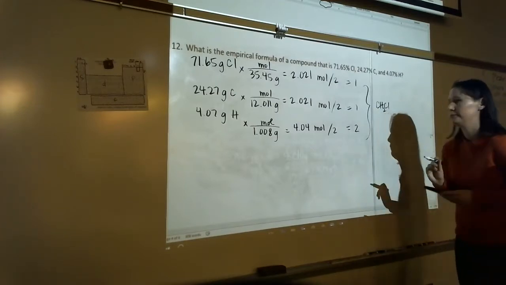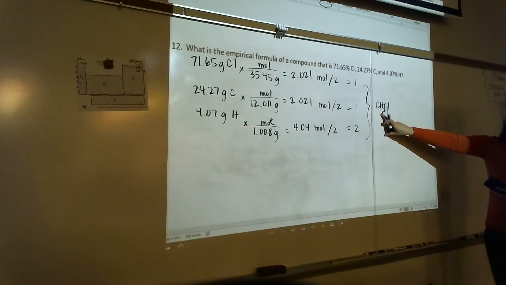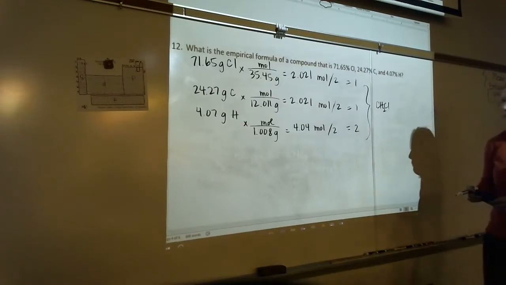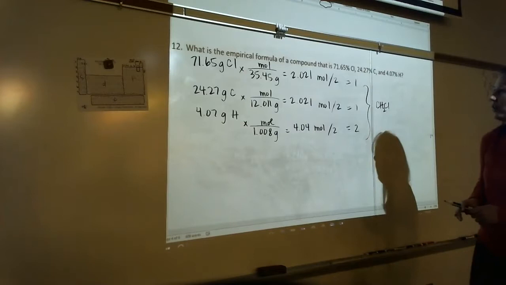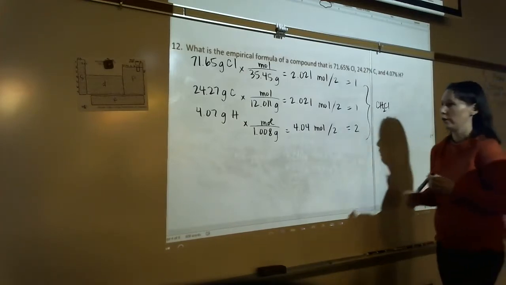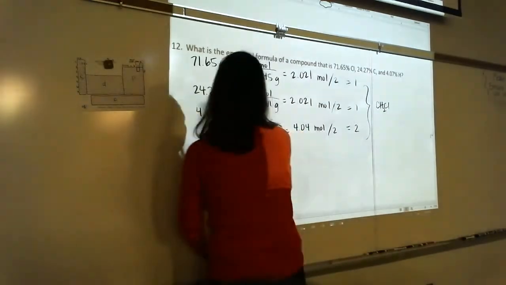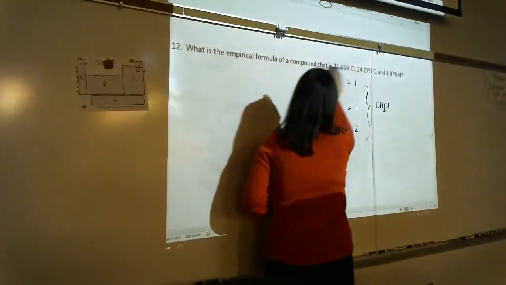So this gives us an empirical formula of CH2Cl. So if you wrote CCl, it doesn't matter the order. Typically, you write the carbon first, and then the hydrogens, and then everybody else. But the order, I wouldn't mark you wrong if you wrote the order differently. Questions on 12? All right. Let's move on then.